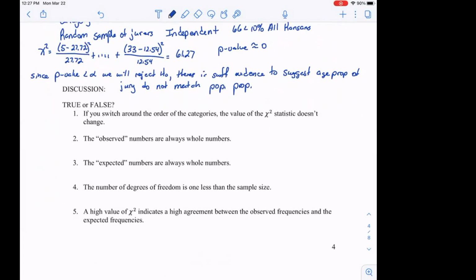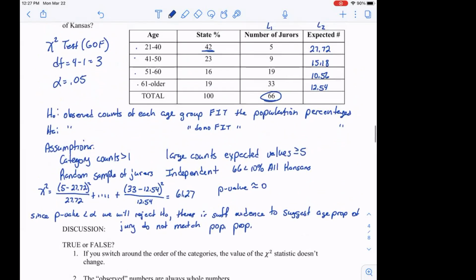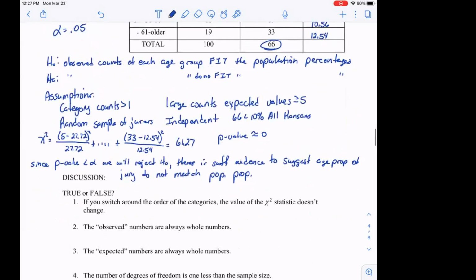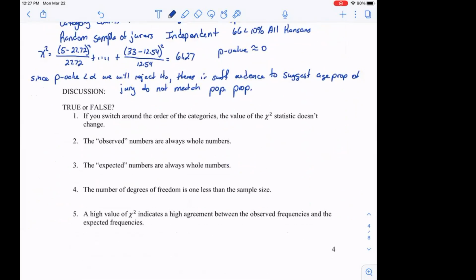Okay. Some discussion questions. If you switch the order of the categories, what's going to happen to your chi-squared value? Meaning if you put 61 and older as your first category and then 51 to 60 as your second category, what's going to happen? The value of your chi-squared value does not change. Is that true then? That is true. The observed counts are always whole numbers. You're counting something. So yes, that is true.